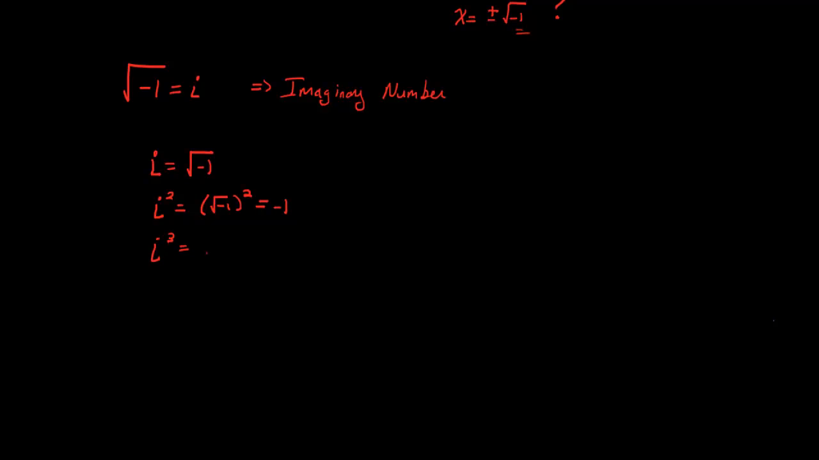i cubed would be equal to the square root of negative 1 quantity squared, still times i, because this is i squared. So let me go ahead and write that out. So we can say that i cubed is i squared times i, but we know i squared is equal to negative 1, so we're going to have negative 1 times i, which is negative i. And then i to the 4th is equal to i squared times i squared, which gives me negative 1 times negative 1, which is a value of positive 1.